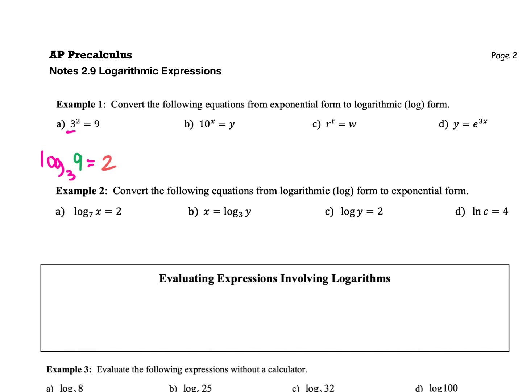Let's do one more together. What's the base of the exponential expression? 10. So we're going to use a common log. We're not going to put the 10 as the base. It's understood to be there. The logarithm is going to equal the exponent. What's the exponent? x. And then the y goes inside. So log of y equals x.